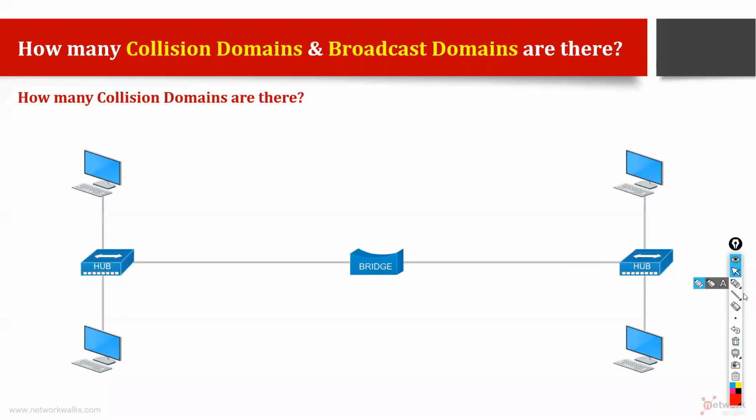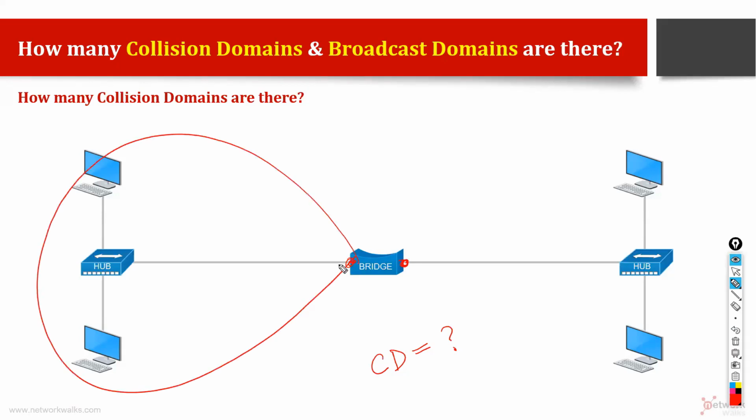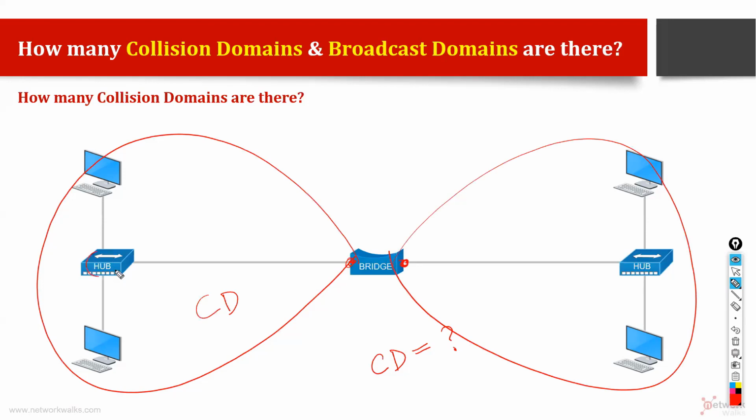Another example, how many collision domains here total? Remember the rules? Each port on a bridge is a collision domain. Yes, Jared, you are right. So each port on a bridge is one collision domain. This port on the bridge is one collision domain. This port on the bridge is one collision domain, because hubs don't make any difference. So total 2 collision domains.